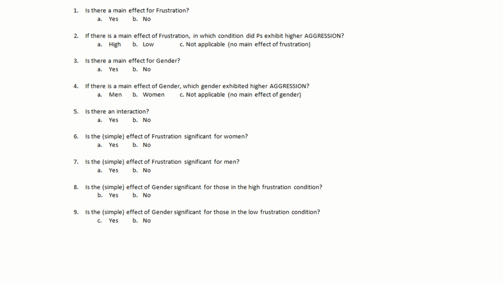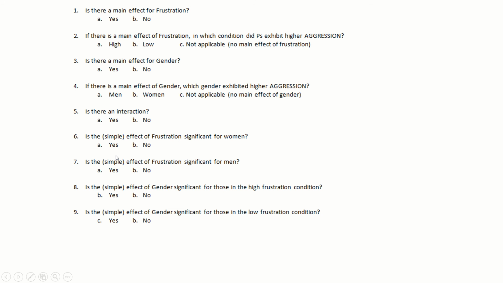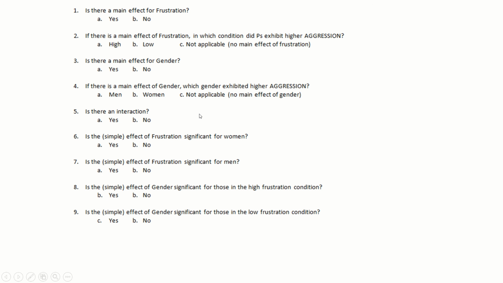So if we fill out the 9 questions that we have here, is there a main effect of frustration? Yes, there was, right? Averaging across gender, participants did exhibit greater aggression under high versus low frustration. There also was a significant main effect of gender, in which averaging across the levels of frustration, men did exhibit greater aggression than women. There definitely looked like there was an interaction based upon the line graph, right?